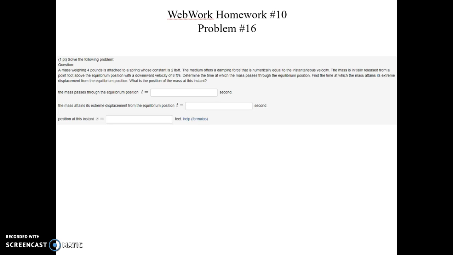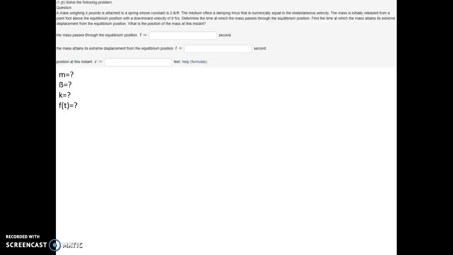Today I'll be walking through WebWork homework number 10, problem number 16, a spring problem. To start out this problem, we want to find our differential equation, and to do that we're going to need our m, our beta, our k, and our function of t.